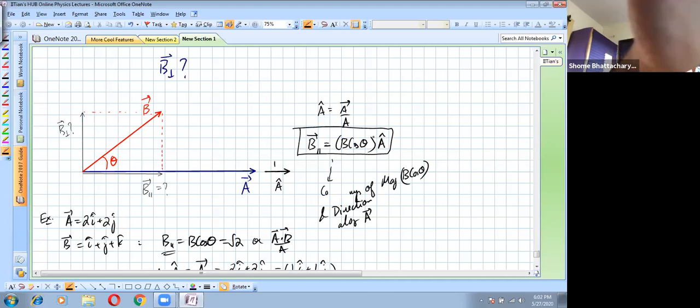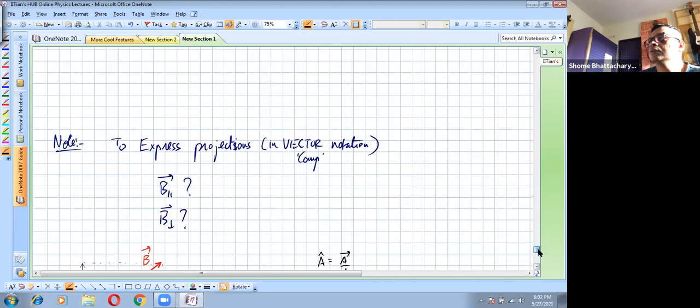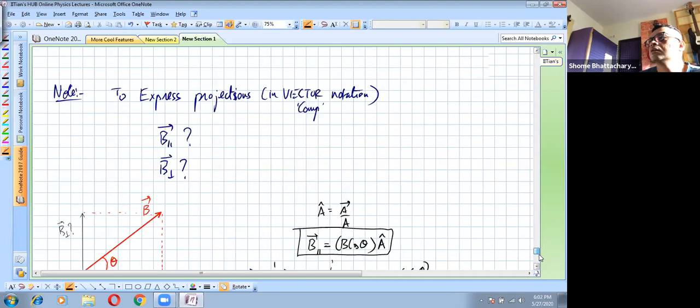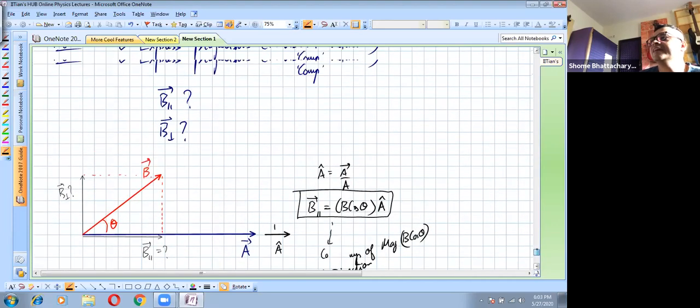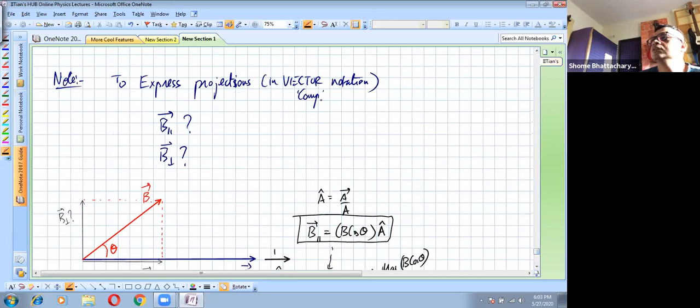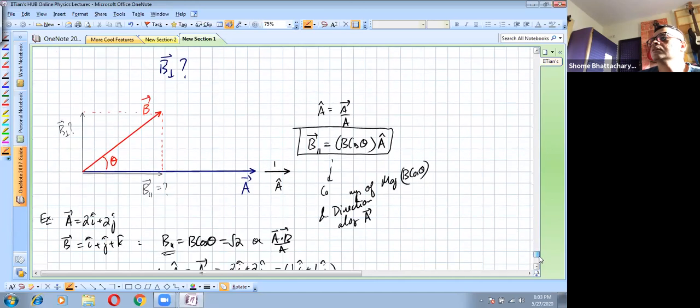Yeah, so I'm explaining this again. Let's actually go one slide up and understand this. We want to express the parallel component and perpendicular component as vectors using the component notation. So come back to the diagram here.